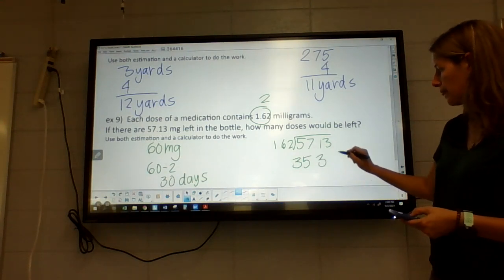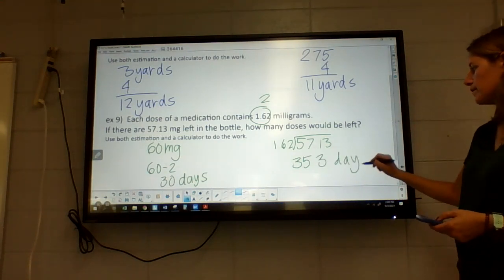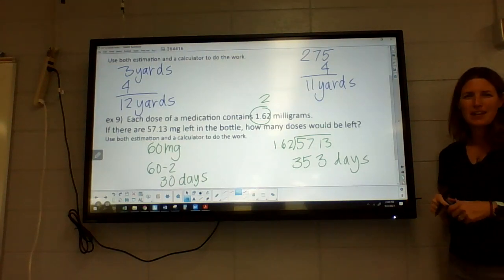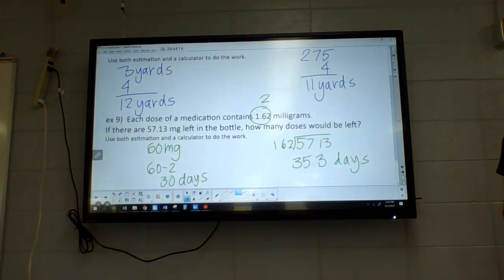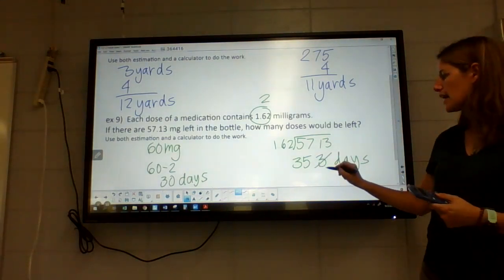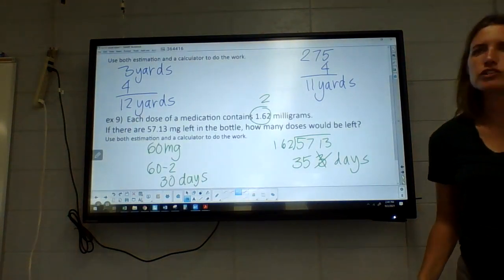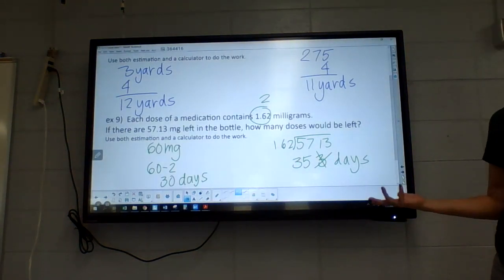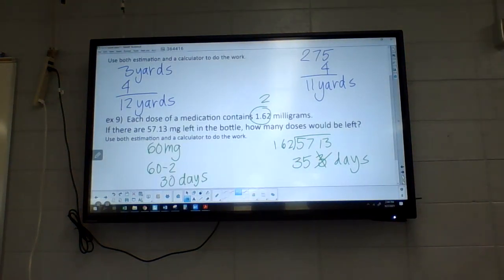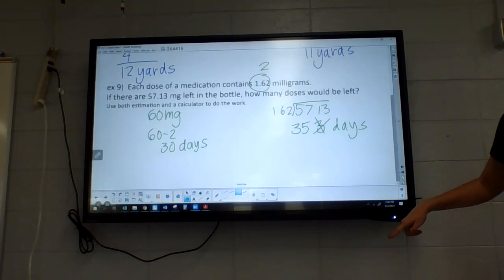35.3. Now, can you have 0.3 of a day of a medication? No. So how many days do we truly have left? Just 35. So in this case, sometimes a decimal doesn't make sense. You wouldn't tell your doctor, well, I can take part of the medication for the one day. It doesn't work that way. So you want a full dose of that medication. Okay? Is that it for our notes? That the last one? Yeah.